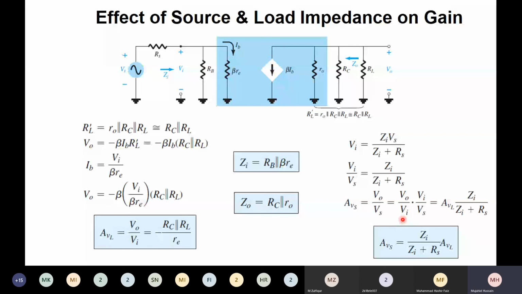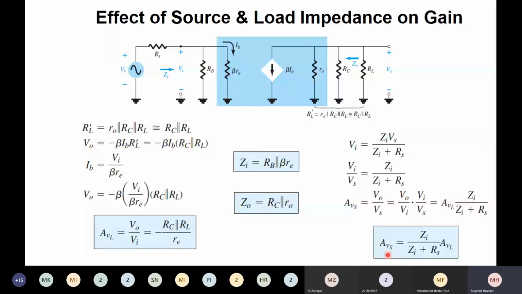As you see over here, this is Vin over Vs, so in place of Vin over Vs we will put this equation, and Vout over Vin is already calculated as the loaded voltage gain. So if you know the value of loaded voltage gain, you simply put it here and then multiply by this factor Zin over Zin plus Rs, you will find out the overall voltage gain. So these gains are interrelated with each other.